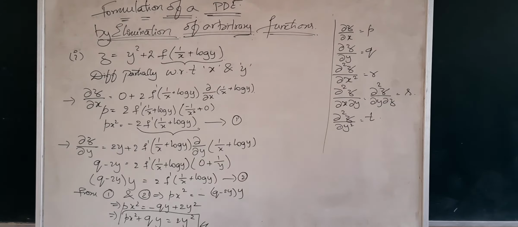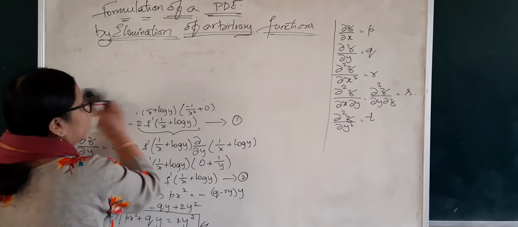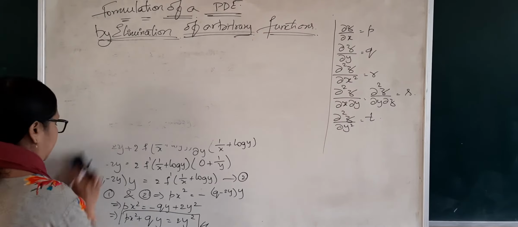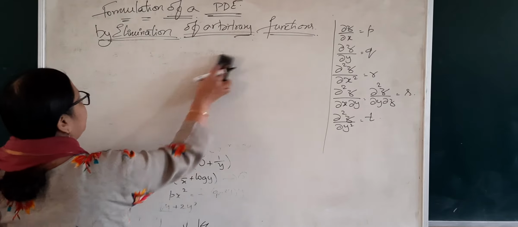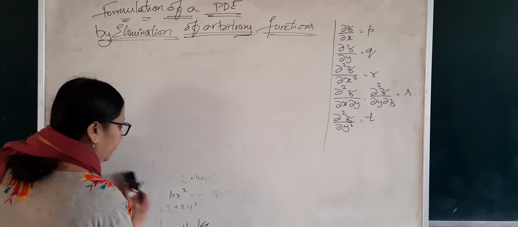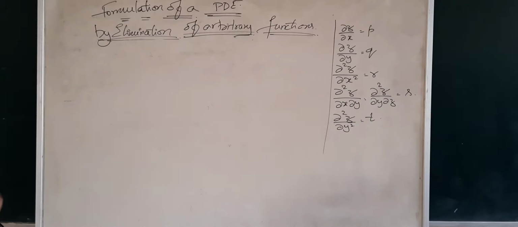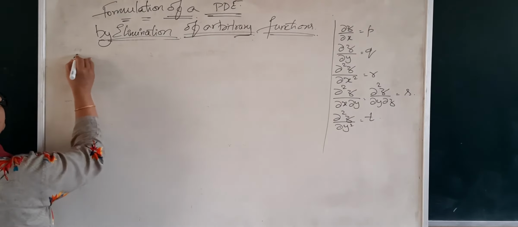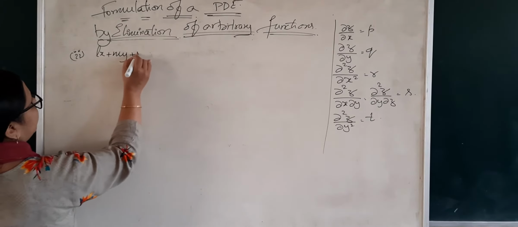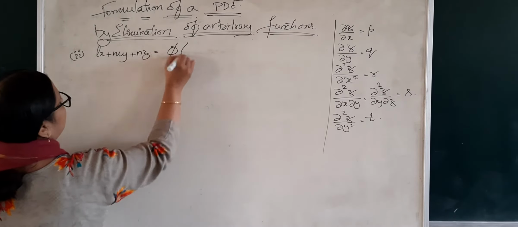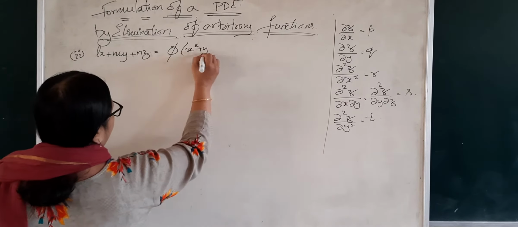Now, let us see one more problem in a similar pattern. That means by eliminating the arbitrary functions. How do we frame a PDE? Let us see that. So, consider another question. Let's say the equation is like this: Lx plus my plus nz is equal to phi of x square plus y square plus z square.